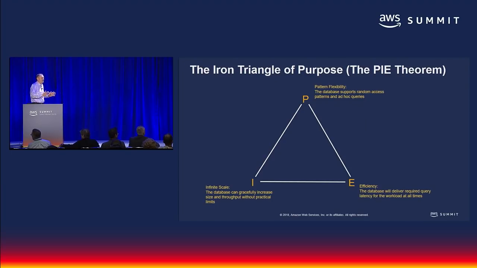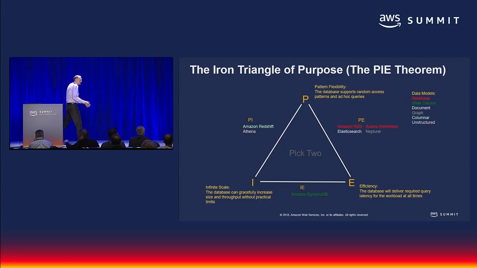And then there's efficiency. How good is the database at delivering the performance that I need for the workload at any given time? And again, it's about pick two, because you're not going to get all three. But Amazon has an amazing array of solutions for you, no matter what the dimensions of your workload are. And that's what it comes down to. If I need pattern flexibility and infinite scale, we're really talking about data warehousing or DSS, and that's going to be Amazon Redshift and Athena.